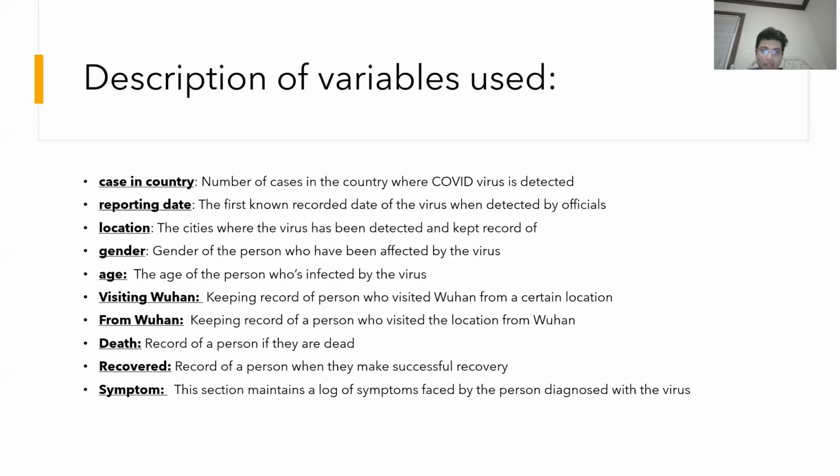Then death is like if a person is dead, then the record has to be kept. If a person makes a successful recovery, then it also should be kept. We do realize that so many people have recovered once the pandemic is over. Whereas the zero value tells us that the person has neither recovered nor died, compared to the one which is mentioned over there.